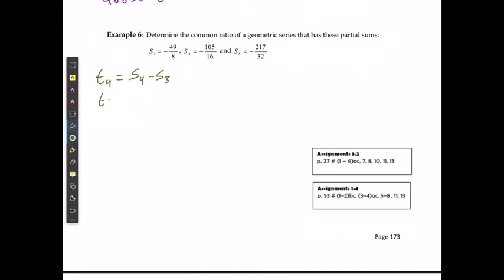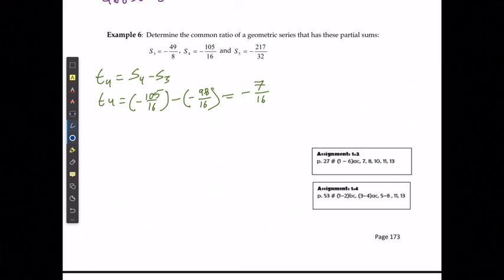Or term 4 is equal to negative 105 over 16 minus negative 49 over 8, or negative 98 over 16 if I want to put them over a common denominator. Which means that term 4 has to be negative 7 over 16.